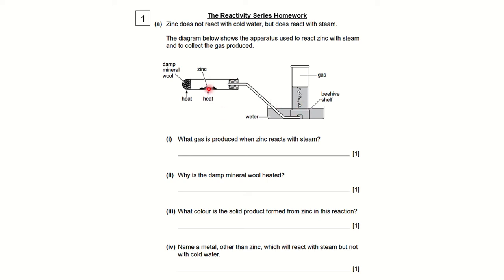So zinc and hydrogen oxide giving us zinc oxide plus hydrogen. So the gas produced is hydrogen, and the damp wool was being heated to generate the steam. The colour of the solid produced from the zinc, well, that would have been zinc oxide. Now, outside of copper compounds, all other compounds that we come across are white, really. So white would be the answer.